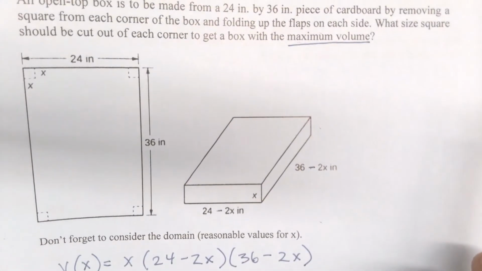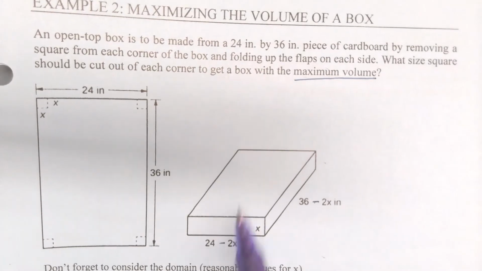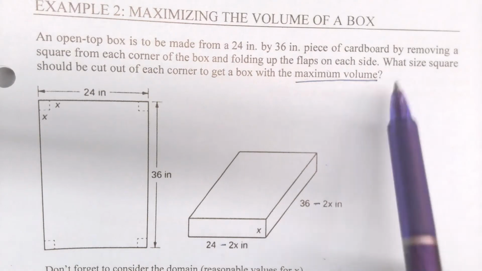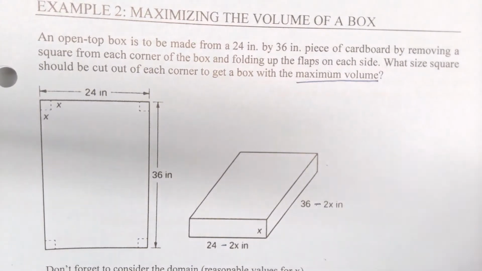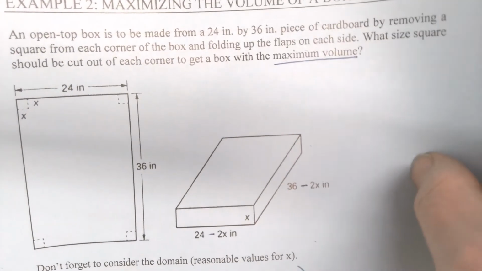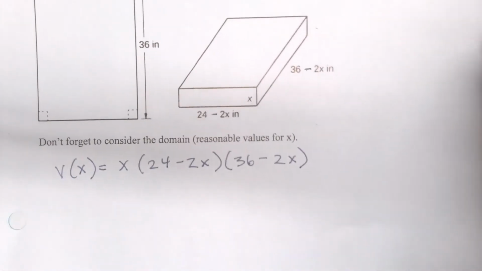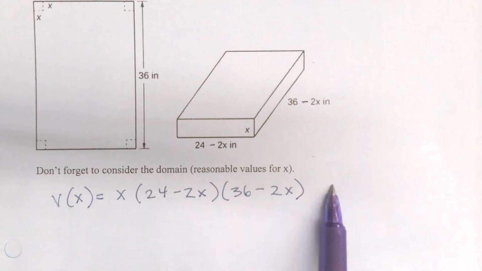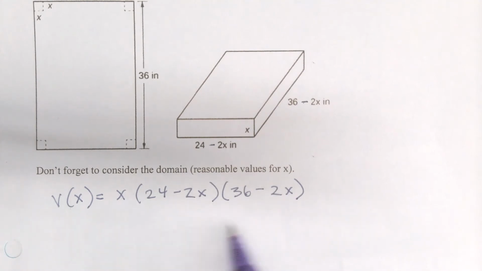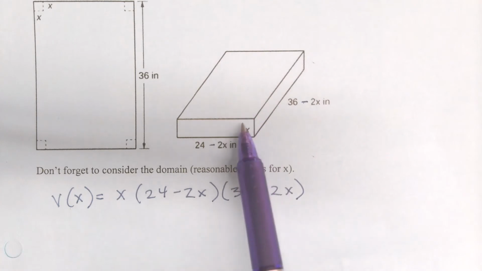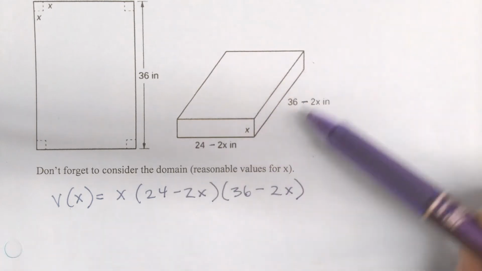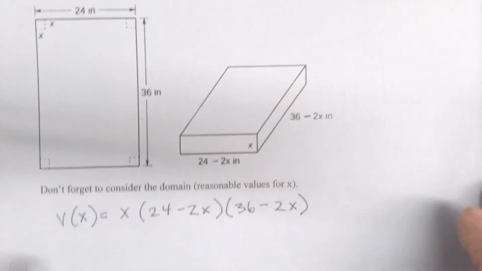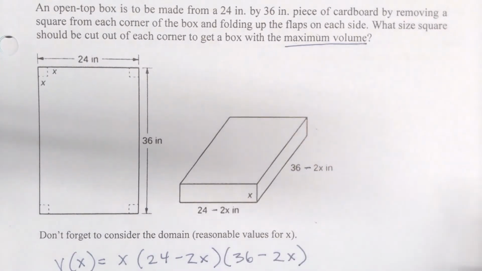So when I'm setting this up, I want to make sure I have the maximum volume, which means I'm going to have to figure out what the volume is. Well, in this scenario, I only have one variable. So I can go ahead and set up my volume equation just by multiplying the length times width times height, or height times length times width, or however you do it. So my volume is going to be x times 24 minus 2x times 36 minus 2x. And the volume is what I'm trying to maximize, because I want to maximize volume.